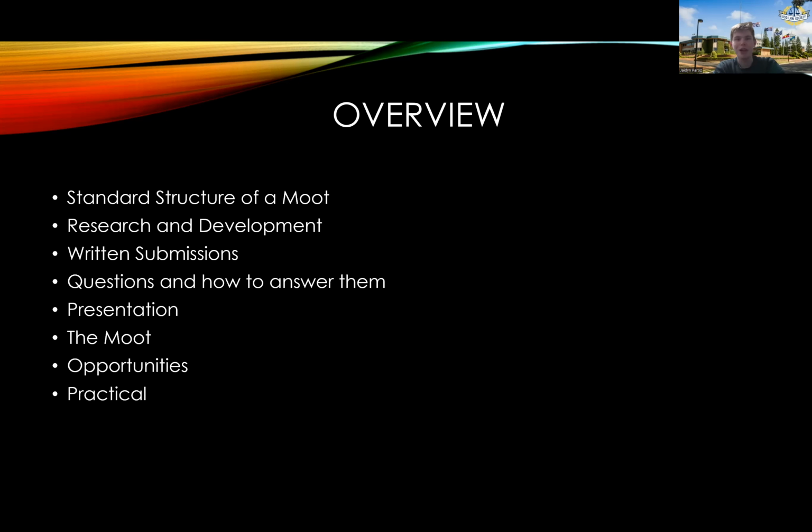As long as you can speak in front of people, you'll do okay, because the oral part in this moot holds 95% of your marks. So, as long as you can speak in front of people, it's fine. Also, we're going to talk about questions from the bench and how to answer them, because that's the trickiest part of mooting, getting questions from judges.